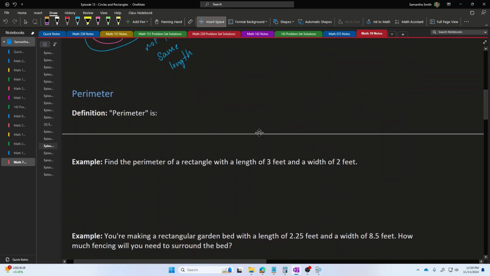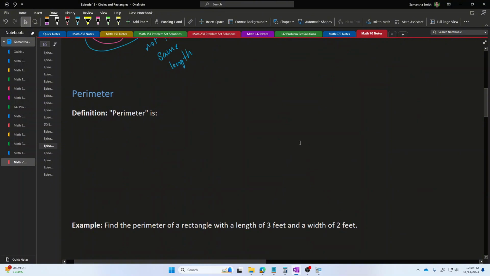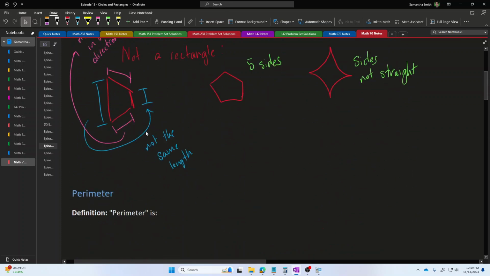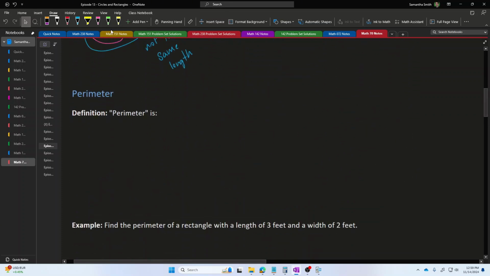Now, when you're dealing with a two-dimensional object, for example, like a rectangle, one of the things that you can measure for this object is what's called the object's perimeter. And the perimeter is the total length of all the sides.